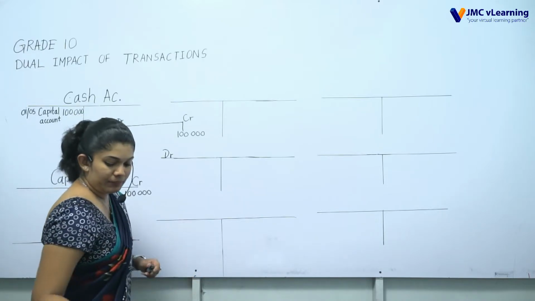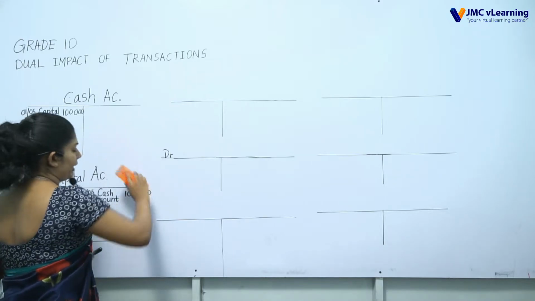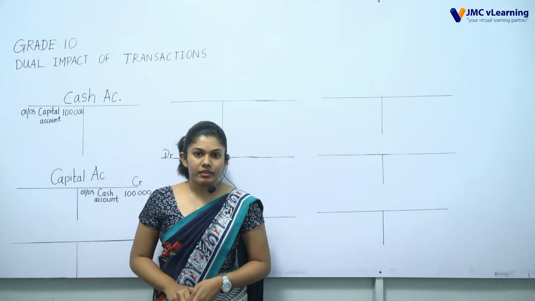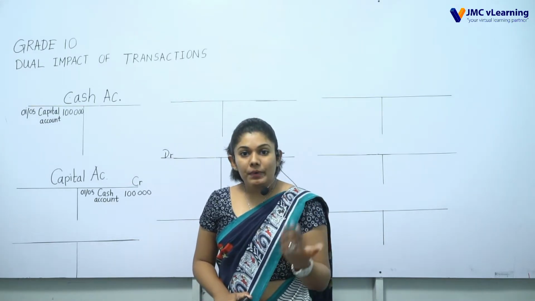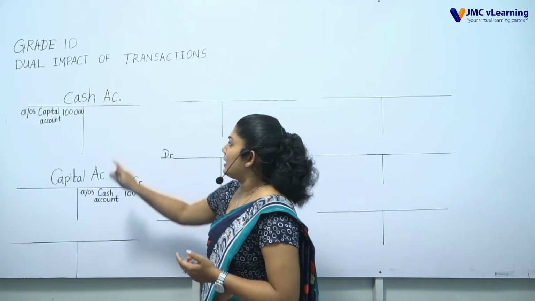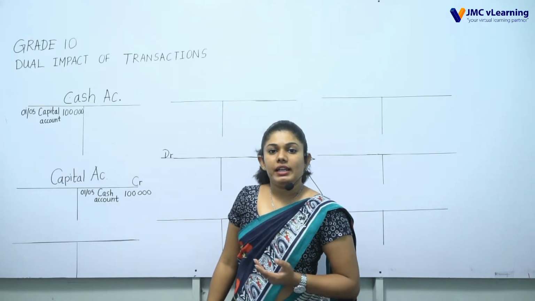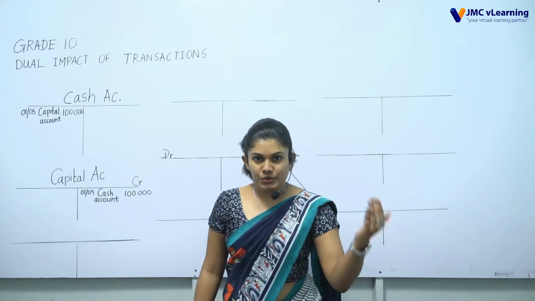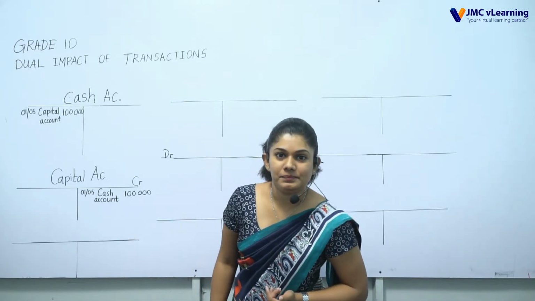But there is another section of that transaction. The owner is investing a building worth 500,000. So, we have to open up a separate account for building and record the transaction just like the cash account, in the debit side, because building is an asset. When an asset increases, the entry goes to the debit side. So, let's see how it's done.